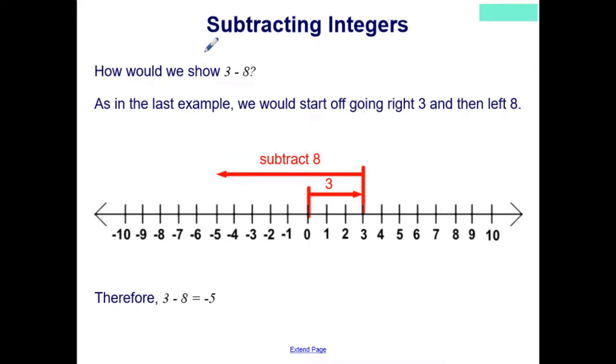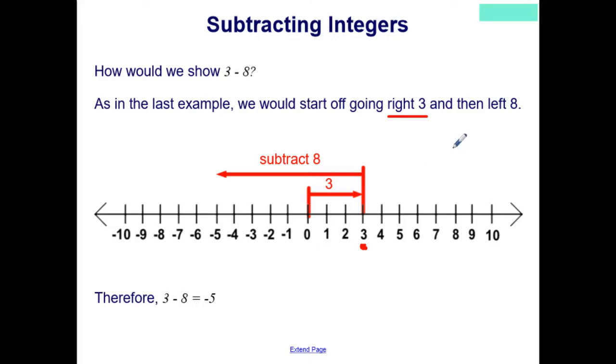How would we show 3 minus 8? Well, along the same lines, let's look at our number line. As in the last example, we would start off going 3 to the right. So from 0, we would move 1, 2, 3, arriving us at 3.